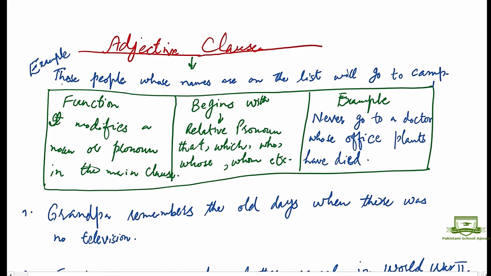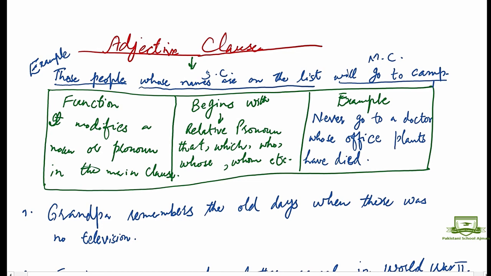It has two parts. See, the first part is the people will go to camp. Now this is the main clause. The people will go to camp. Now, which people? Whose names are on the list. This is the subordinate clause.